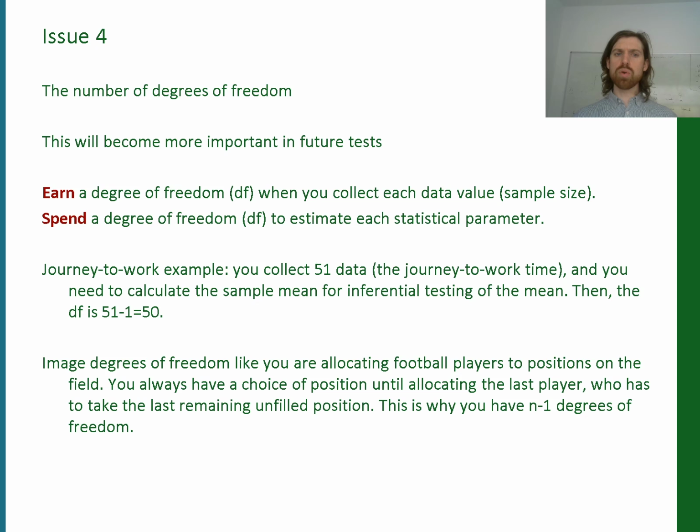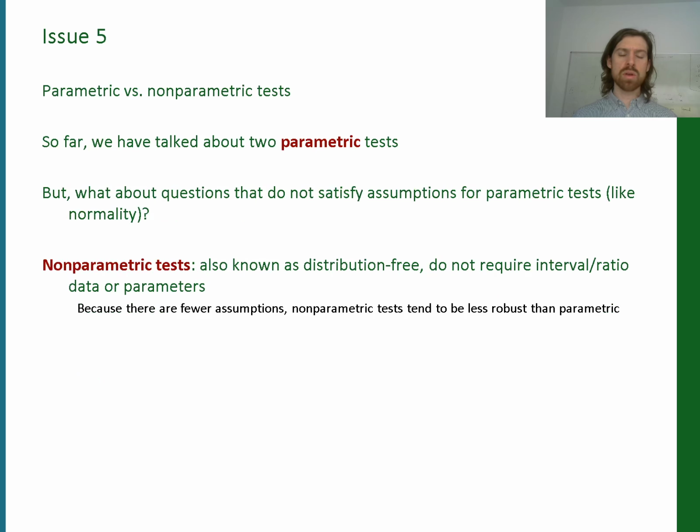This is going to become a more important issue as we move through to the future tests. Issue 5. This is actually a hard one. This is what I found really hard when I was first trying to estimate statistical models. I was never really confident about whether what I was doing should have been a parametric or a non-parametric test. I didn't really know which one I should have been selecting, so it's important to discuss this. Parametric is based on the normal distribution, non-parametric based on data that aren't normally distributed, essentially.